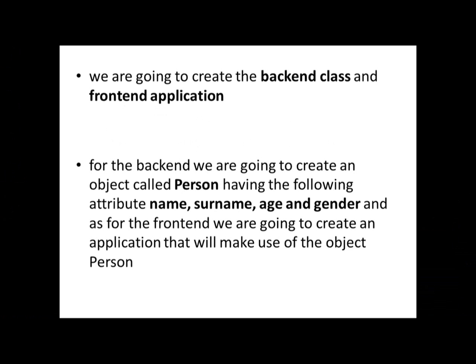We are going to create a backend class and a front end class. Inside our backend, we are going to create an object called person with the following attributes: the name, surname, age, and gender. And after that, we'll be making a front end class so that we can make use of our backend classes. So guys, let's get started.